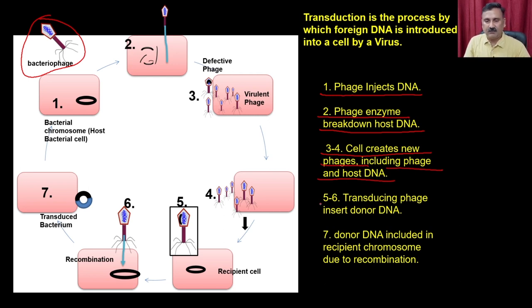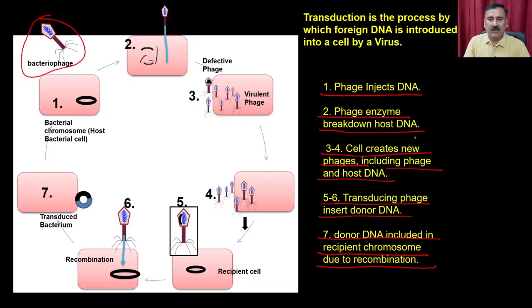And in steps 5 to 6, the transducing phage inserts the donor DNA, and the donor DNA is included in the recipient chromosome due to recombination. So in the last step, it is going to recombine, and that's how whatever DNA the phage has injected will be a part of the host genome. When the host is replicating, it is also going to replicate the viral genome. So these are the different methods we have discussed for delivering DNA into the host system.